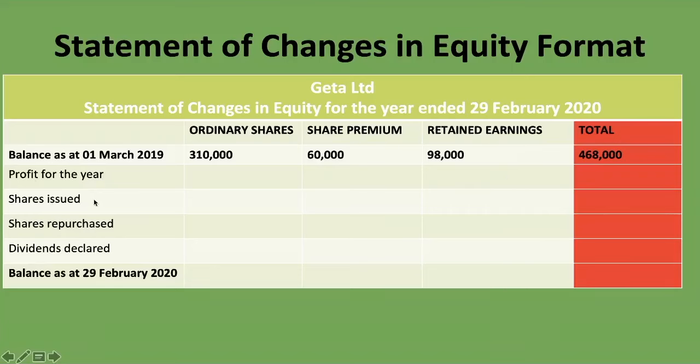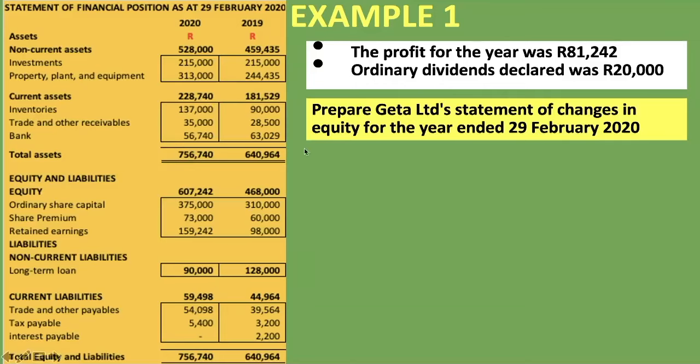We'll go to shares issued. Did we issue any shares during this period? Now, if we go back here, you can see that in additional information, we're not told anything about any extra shares that we issued or any additional shares that we issued during the period. However, if we go to our equity section of the statement of financial position, you can see that our ordinary share capital has increased from 310,000 Rand to 375,000 Rand. So if it has increased, that means we issued shares during this period.